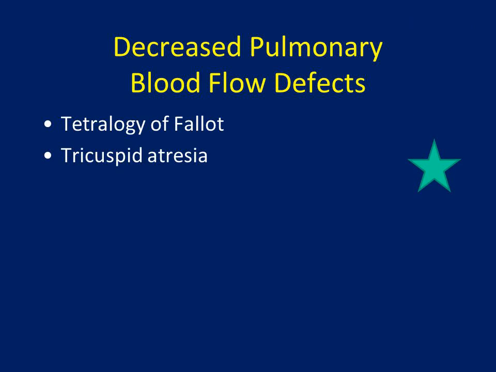Decreased pulmonary blood flow defects: Tetralogy of Fallot, tricuspid atresia. Pulmonary blood flow is obstructed, plus there is a defect of ASD or VSD. Blood backs up in the right side of the heart, causing desaturated blood to shunt to the left and into systemic circulation. Usually hypoxemic and usually cyanotic. The most common defects are TET and tricuspid atresia.